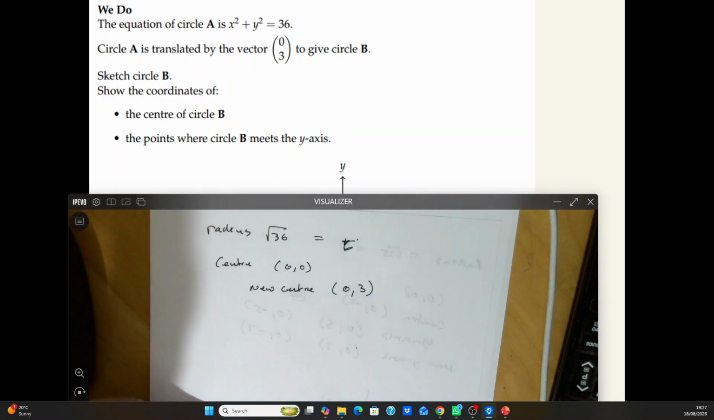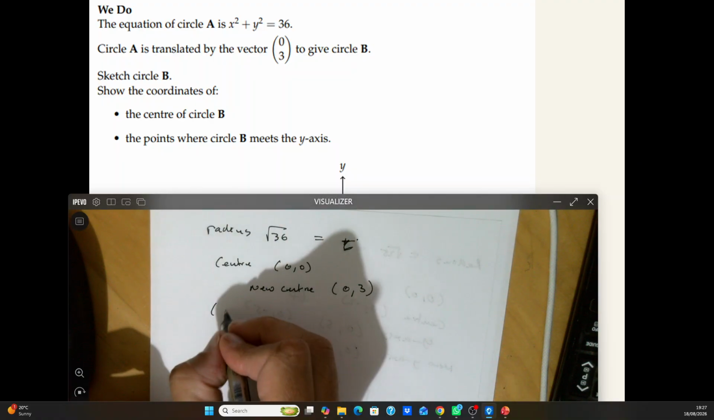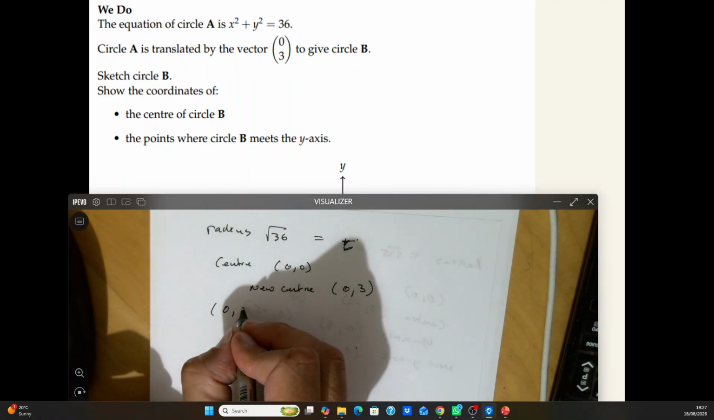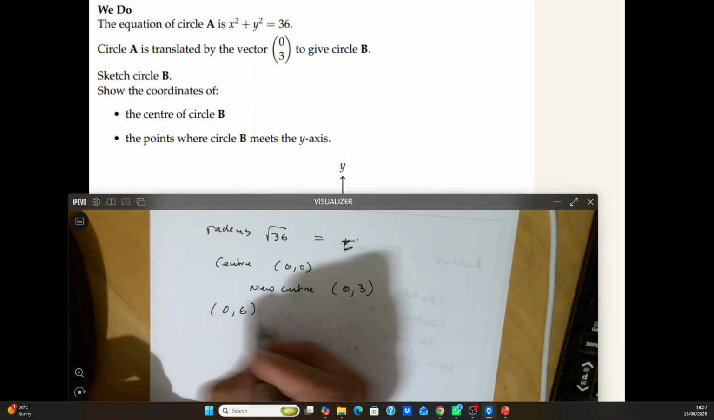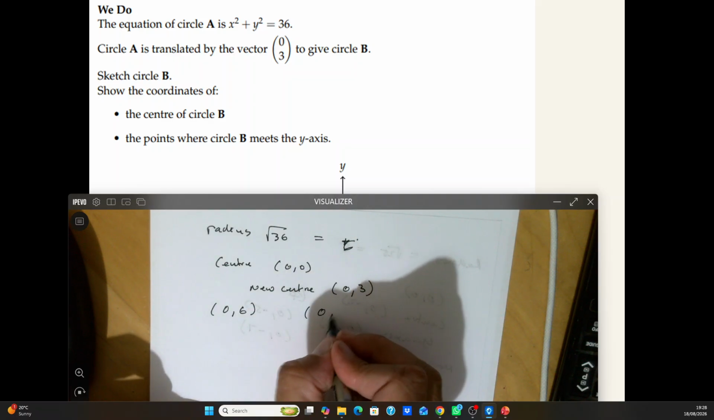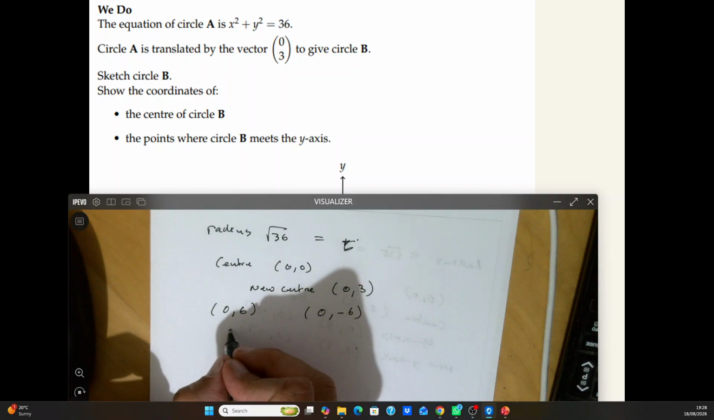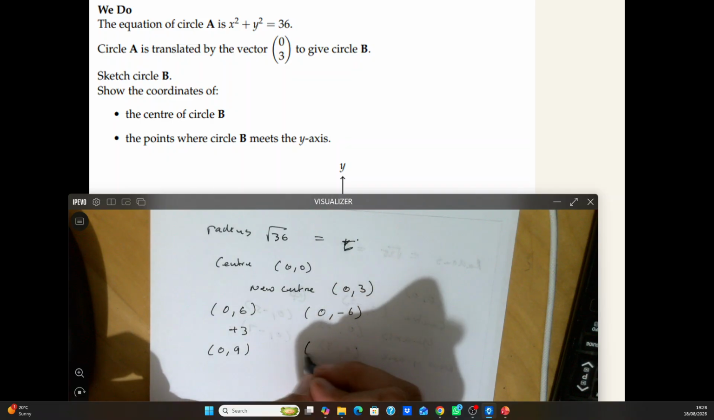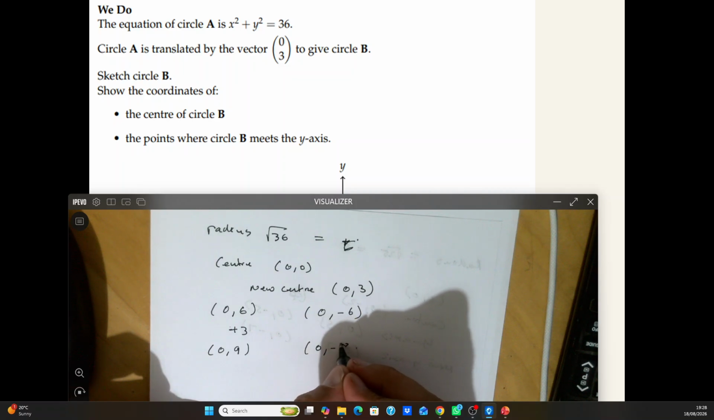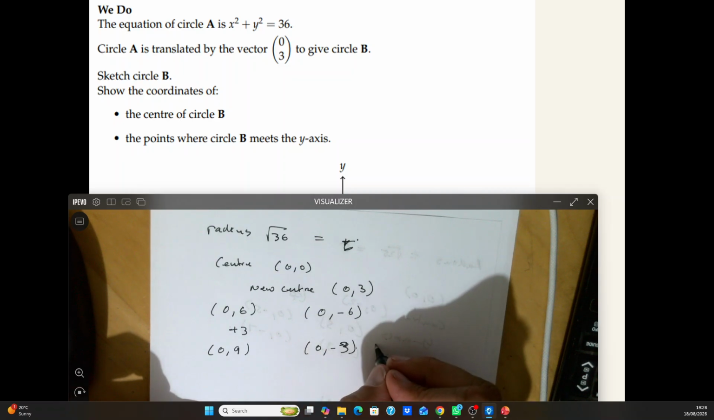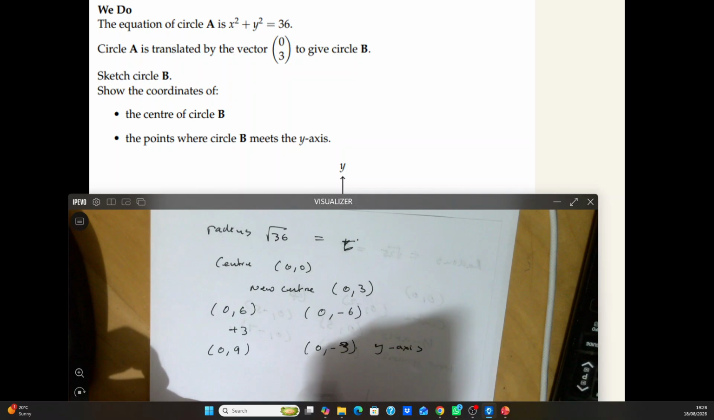Now, where did it cross the y-axis? Well, that was when x is 0, y is 6 in this question. What's the other one? Correct, -6. What do we need to do with the 3? We need to add the 3, so it crosses at 0, 9, 0, -3. That's the y-axis for our grid.